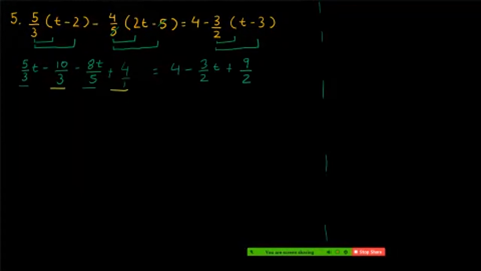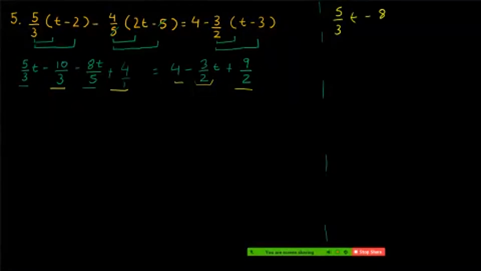Bam, and bam, and this will just remain as it is. Okay, so let me use the constants to simplify the equation. So 5t upon 3 minus 8t upon 5. Let me write that down.